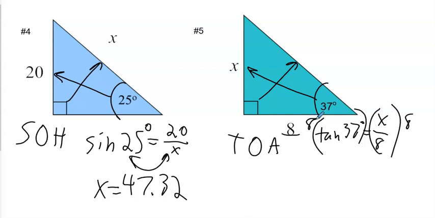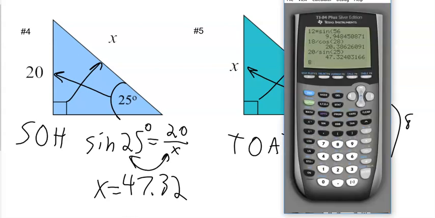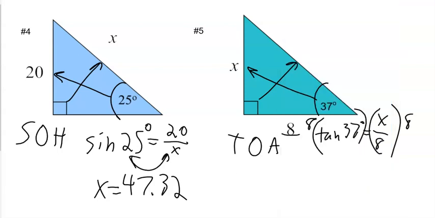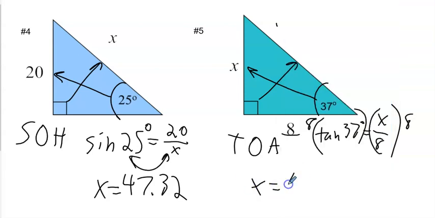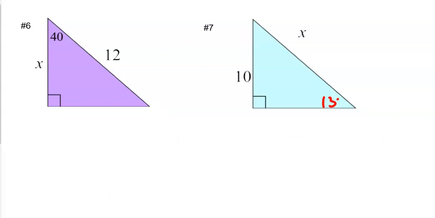Take my calculator. 8 times tangent of, what was it, 37, sorry. 37. 6.03. Sorry, the board's being goofy. 6.03. Does that make sense? Yeah. Total sense. Okay, couple more.